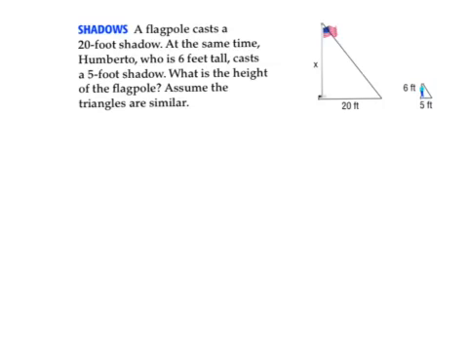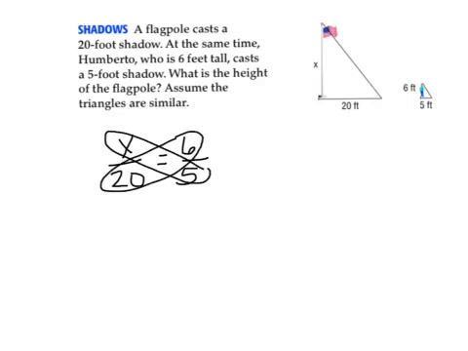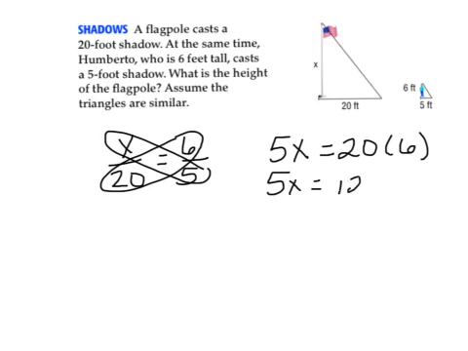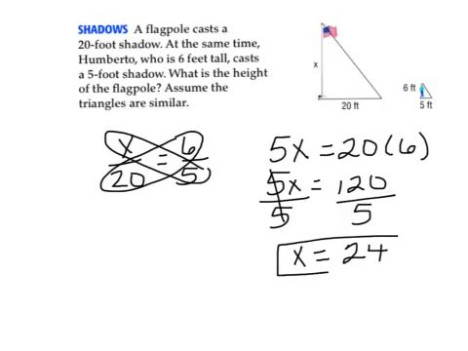So here we're going to set up our proportion. We've got x over 20 equals 6 over 5. Do our proportion. So we've got 5 times x equals 20 times 6. 20 times 6 is 120. Divide by 5 on each side. So x is going to equal, let's see, that goes in there 24 times. 24 feet.